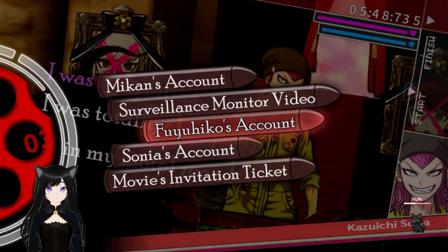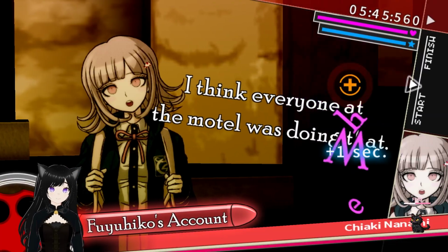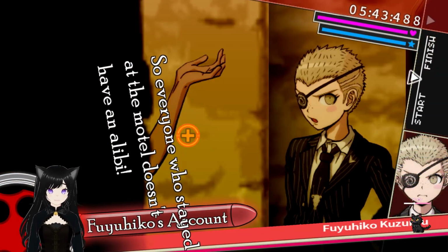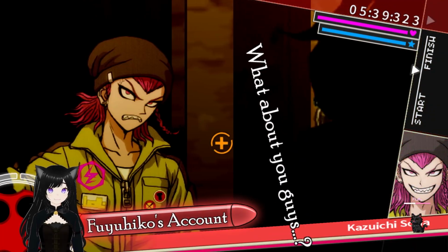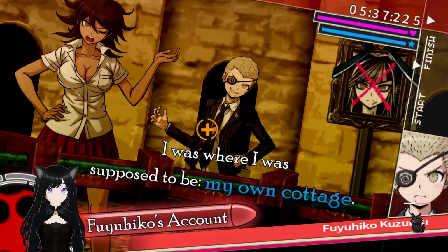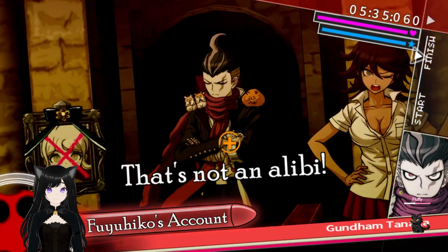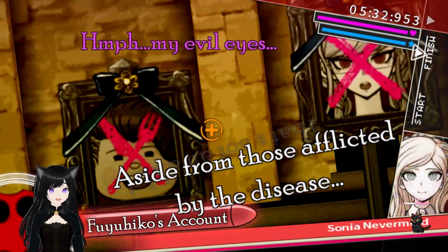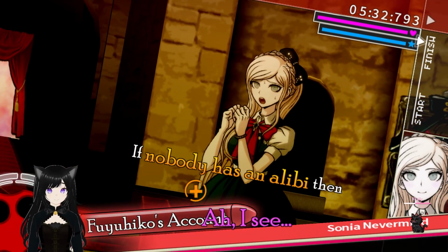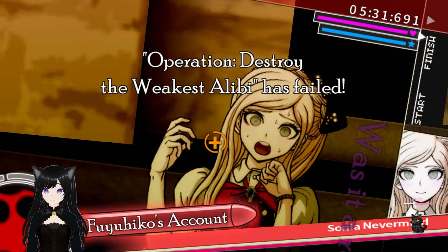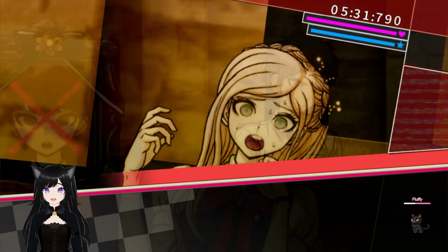I was totally sleeping in my motel room. I think everyone at the motel was doing that. Alright, so everyone who stayed at the motel doesn't have an alibi. What about you guys? I was where I was supposed to be, my own cottage. That's not an alibi. Aside from those afflicted by the disease, if nobody has an alibi, then Operation Destroy the Weakest Alibi has failed. Well, we do have an alibi.